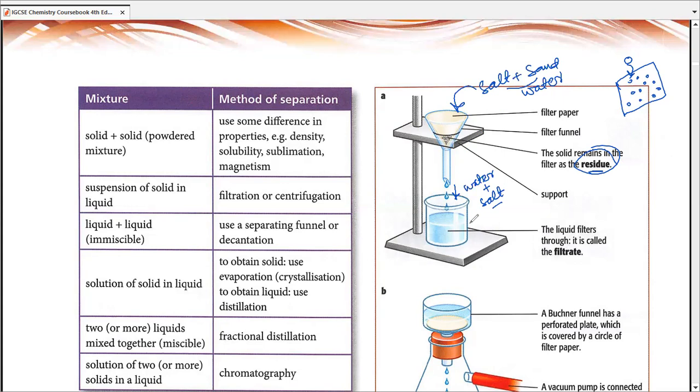So the sand would stop over here. So what would be the residue? The residue would be just sand. What would be the filtrate? The filtrate would be both water and salt. I hope this example clarifies everything, right? Does it?